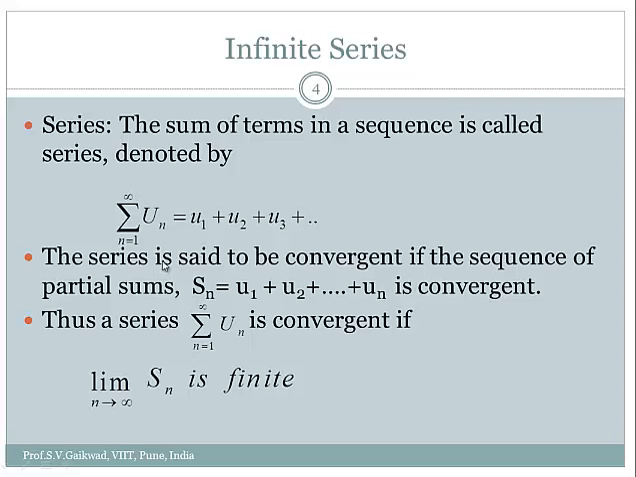It is defined as: the series is convergent if the sequence of partial sums is convergent. Simple definition there. If Sn is the sequence of partial sums, u1 plus u2 up to un, and if this sequence is convergent, then you can say that the given series is also convergent. Thus, the series sigma un is convergent if limit of Sn is finite. Obviously, you know that this sequence will be convergent if its limit is finite.